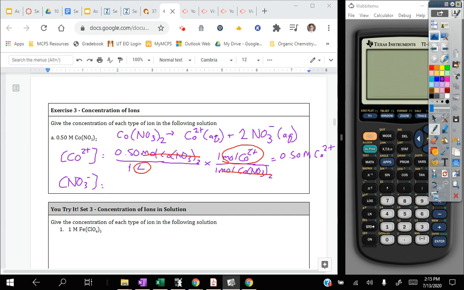However, with the nitrate ion, it's going to change a little bit. So we're going to set it up the same way.